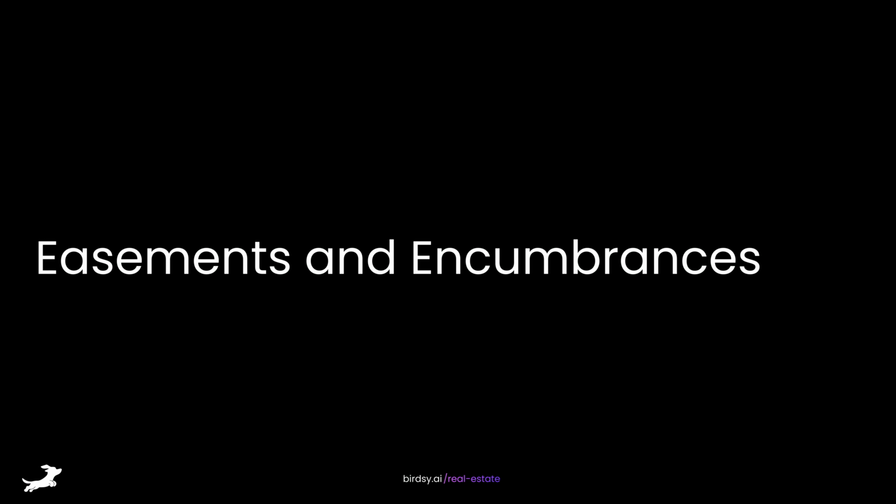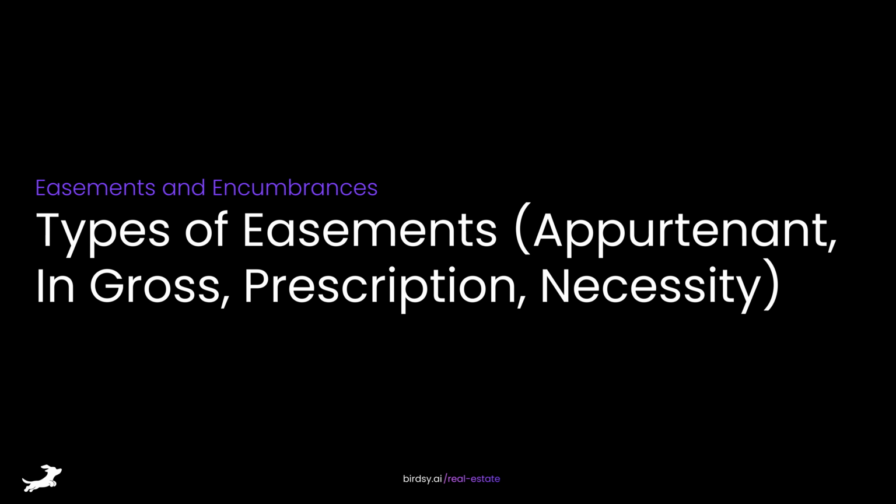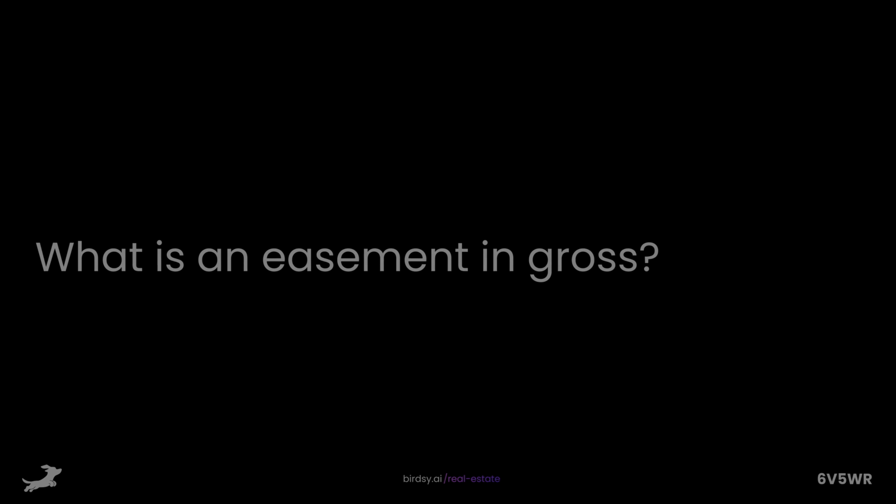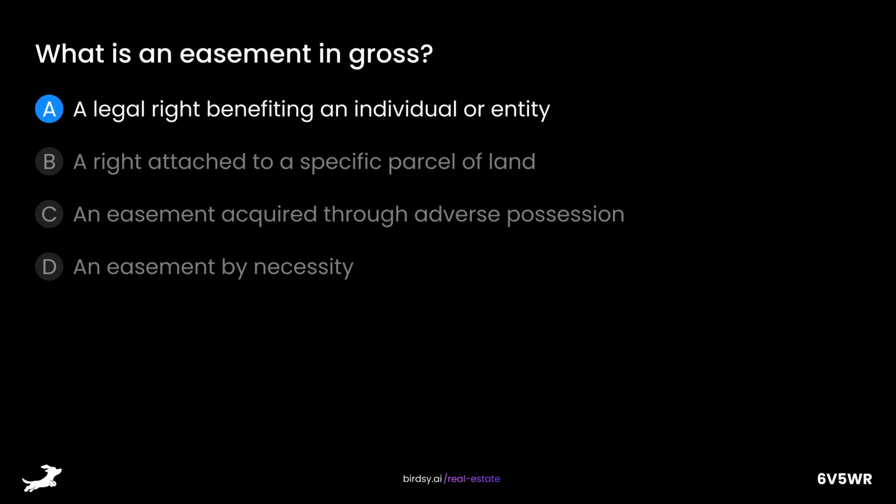Easements and encumbrances. Types of easements: appurtenant, engross, prescription, necessity. What is an easement engross? Is it A, a legal right benefiting an individual or entity? B, a right attached to a specific parcel of land? C, an easement acquired through adverse possession? Or D, an easement by necessity?